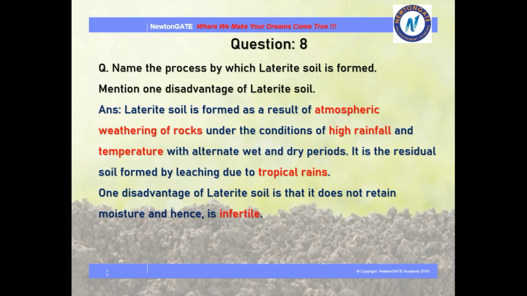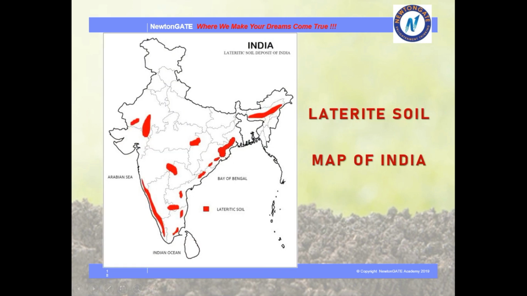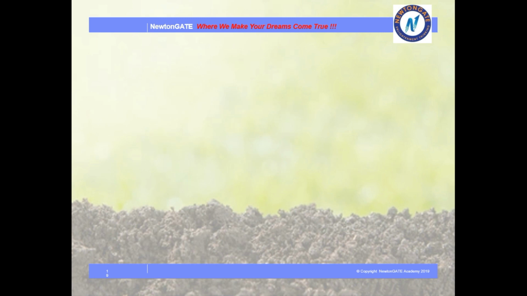Thus due to the leaching, the soil is very infertile in nature, and it does not retain any kind of moisture, and we can say that it is a disadvantage for the laterite soil as well. The laterite soil of India represents some patches like the lower region of Assam, the western coastal plain, some parts of Rajasthan, as well as the eastern coastal plain. So these are the portions.